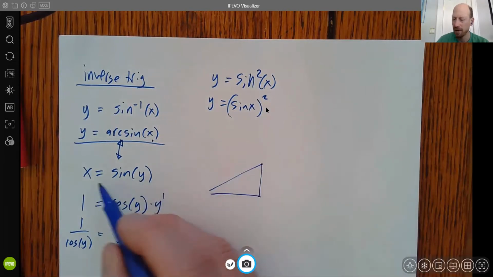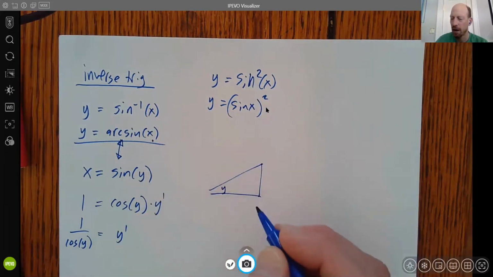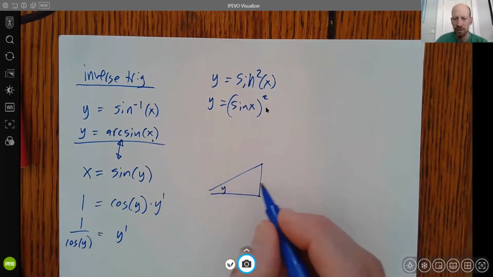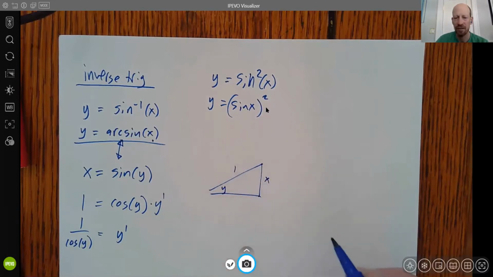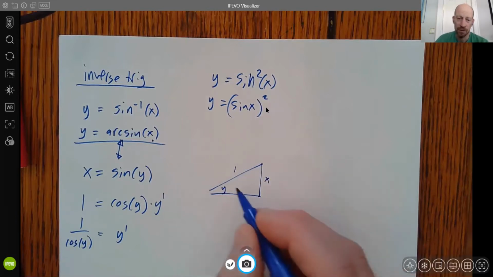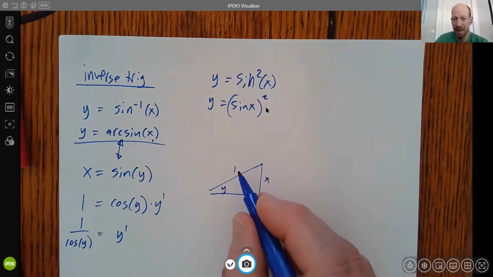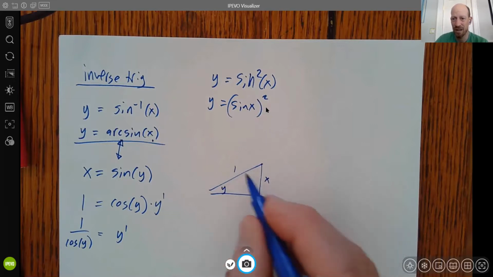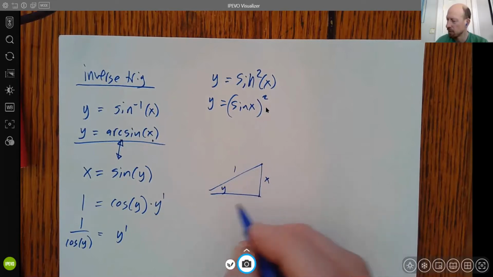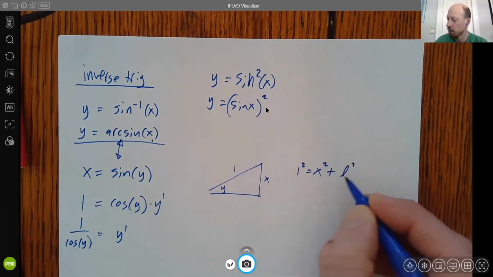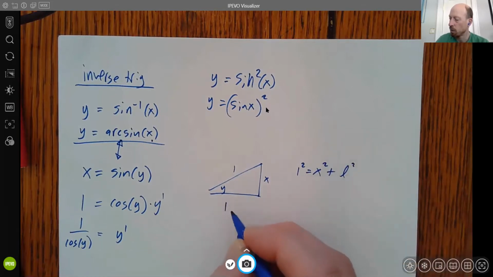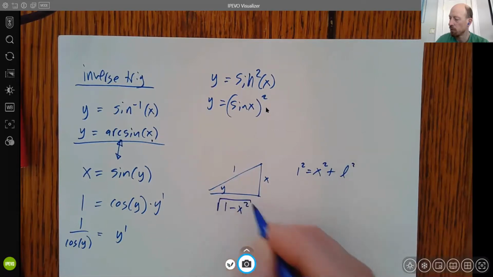If the sine of y is x, let's just call this angle y. So if the sine of y is x, sine is opposite over hypotenuse. So let's call that x and that 1. That's if the sine of y is x, then that ratio has to be x. And so the easiest way is just have it x over 1. And then I can use the Pythagorean theorem to figure out what this length is. 1 squared equals x squared plus my unknown length squared. So that ends up being the square root of 1 minus x squared.